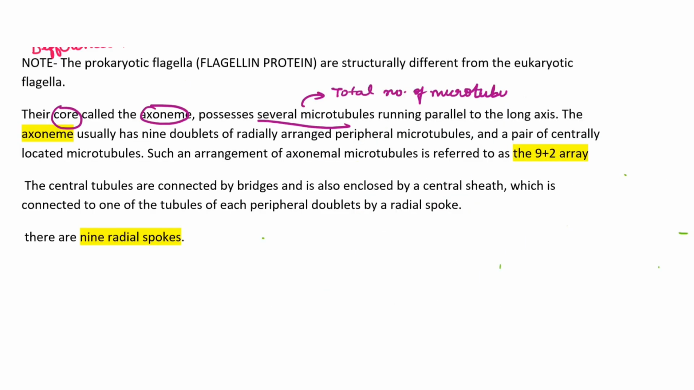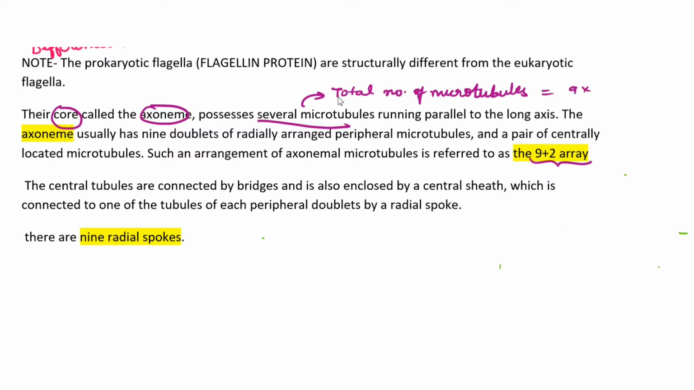Now let's read the text and understand the meanings and terms. The core is known as the axoneme, which has several microtubules running parallel to the longitudinal axis. So what is the total number of microtubules? I told you, the 9 plus 2 arrangement.